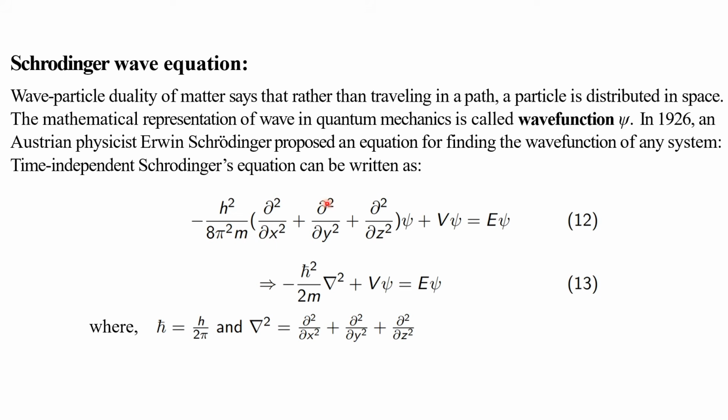We get d2 by dx square, d2 by dy square, and d2 by dz square, and the sum of these three we call delta square. So you get minus h cut square by 2m. H cut, or h cross, is h by 2 pi. And we can express this equation 12 as minus h cross square by 2m times delta square psi plus V psi equals E psi, where h cross is h by 2 pi and delta square is d2 by dx2 plus d2 by dy2 plus d2 by dz2.